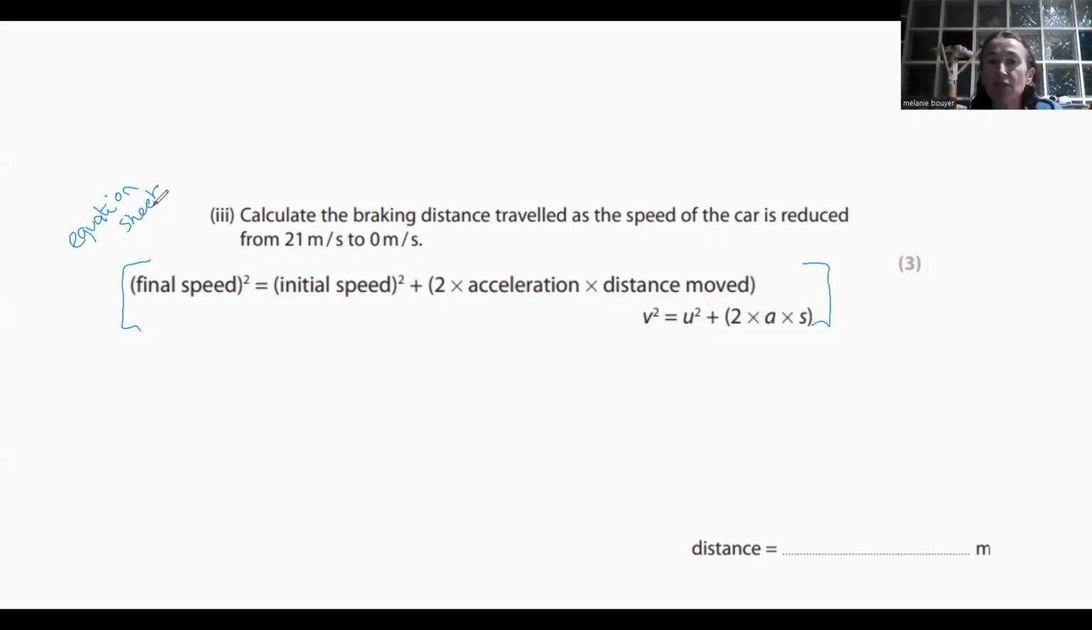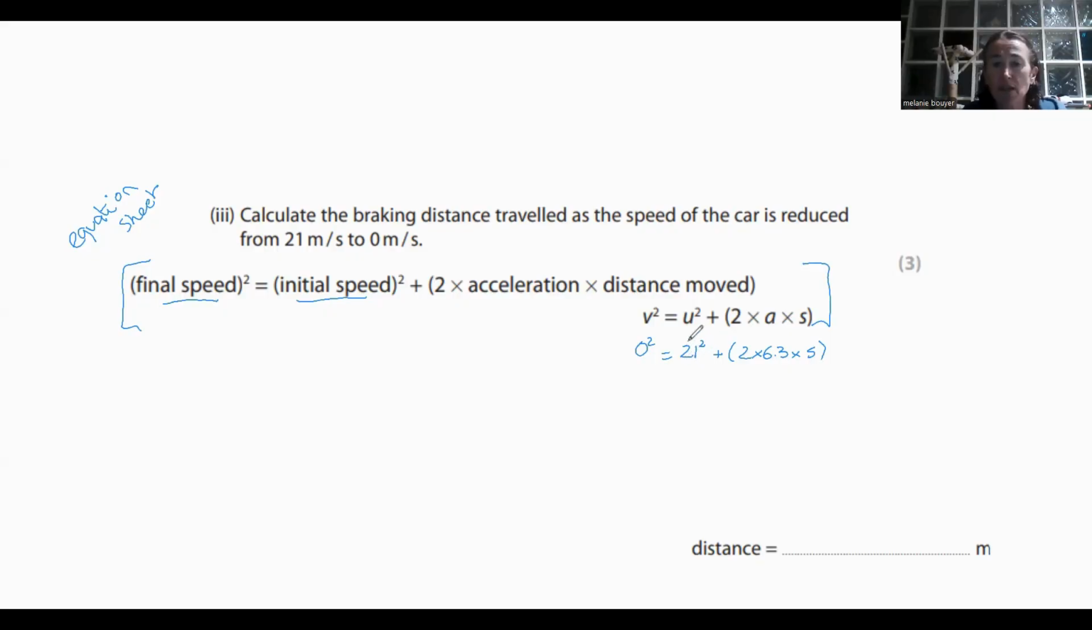Please note that the v is for final speed and u is for initial speed, and these are squared. So pause the video and have a go. Okay, so the final speed is 0. And as usual, I start with just my substitution. That's the easy bit. Now, if you remember, the acceleration we just calculated as 6.3 meters per second squared, and s is the distance, our unknown.